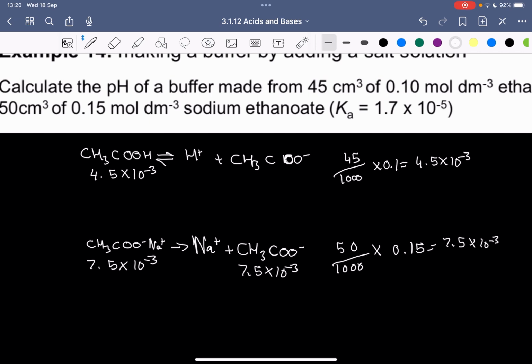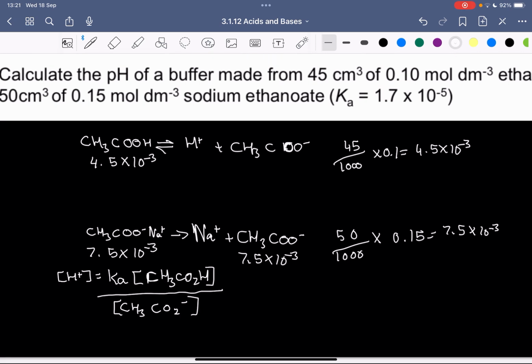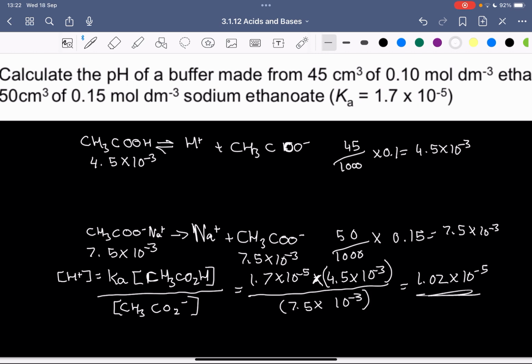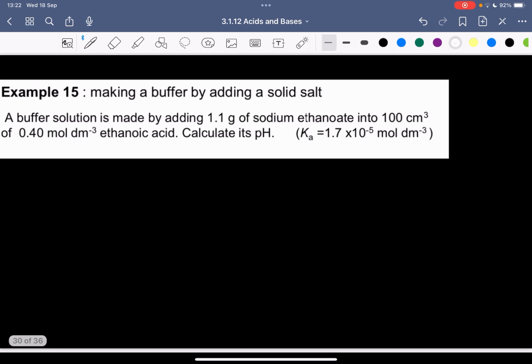Now I can sub this into the Ka expression. Alright, so now I know that instead of subbing in the concentrations, I can just sub in the moles instead. And I get... Okay, so this here is the H plus concentration. And I just need to minus log it to get the pH, which is... Okay, so that's the answer for question 1. Now on to the next one. Okay, pause the video, try this yourself, and play it to see the working out.